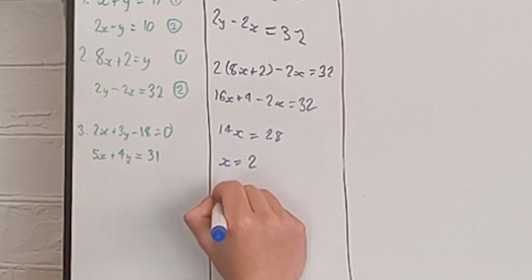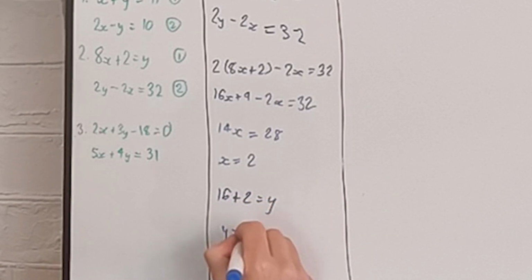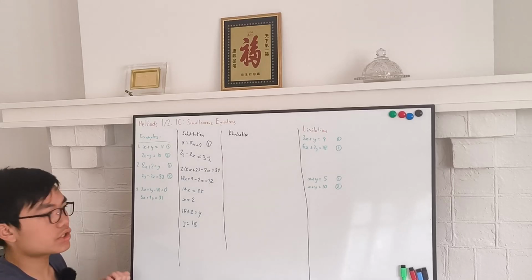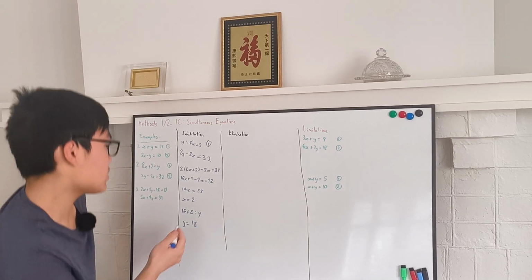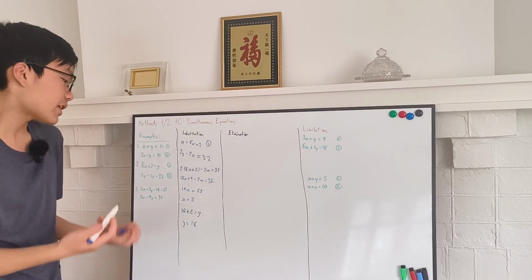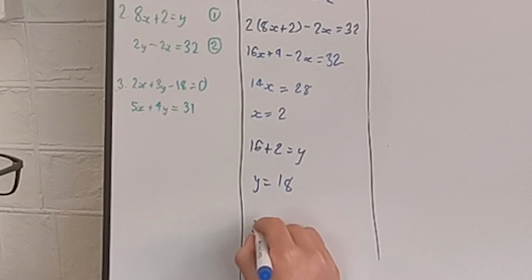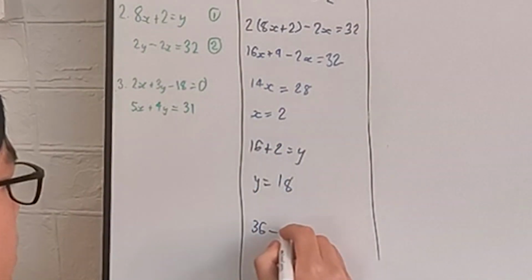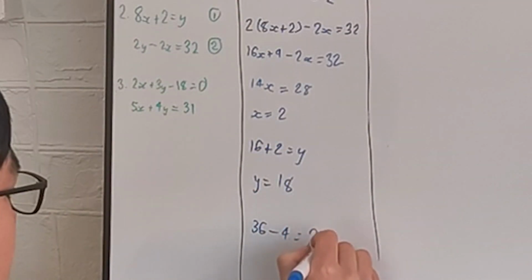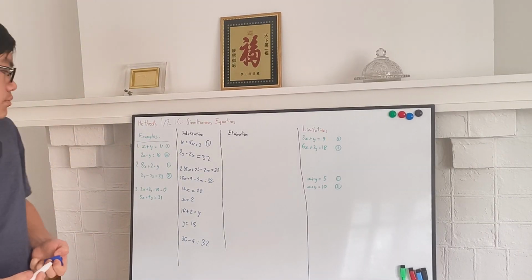So 2 times 8 equals 16. 16 plus 2 equals y, so y equals 18. Pretty simple. And then you can substitute both values into the second equation just to double check. In fact, we can do that. So 2y equals 36 minus 2x, so 4 equals 32, and you can see that that checks out. Pretty cool. Now for the elimination method.